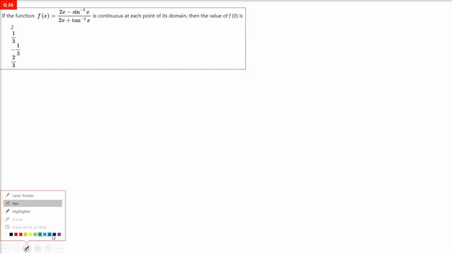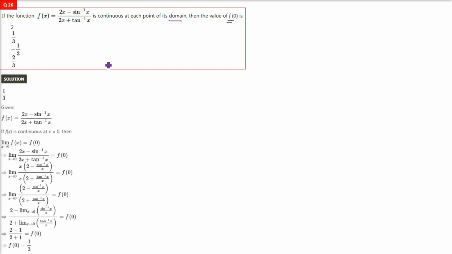If the function f(x) is equal to (2x minus sin inverse x) divided by (2x plus tan inverse x), and this is continuous at each point of its domain, then the value of f(0) is? Since it is continuous, you just have to find the limit and equate it to f(0), the value of the function at the point of discontinuity. So we have to find the limit.